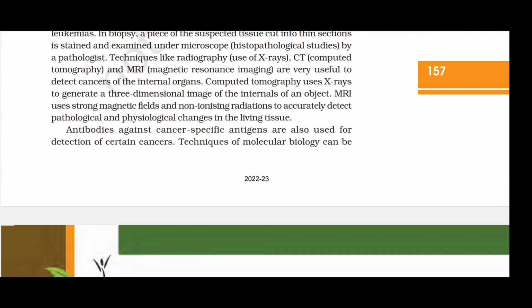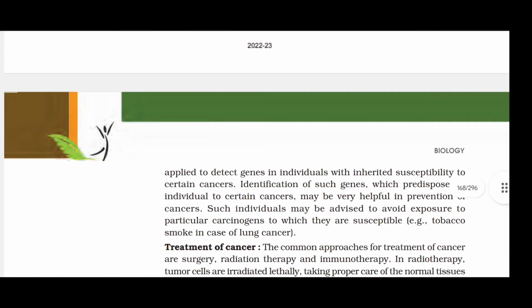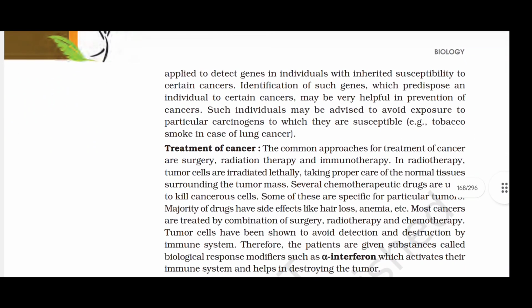Antibodies against cancer-specific antigens are also used for detection of certain cancers. Techniques of molecular biology can be applied to detect genes in individuals with inherited susceptibility to certain cancers. Identification of such genes which predispose an individual to certain cancer may be very helpful in prevention of cancers. Such individuals may be advised to avoid exposure to particular carcinogens to which they are susceptible. Example, tobacco smoke in case of lung cancer.